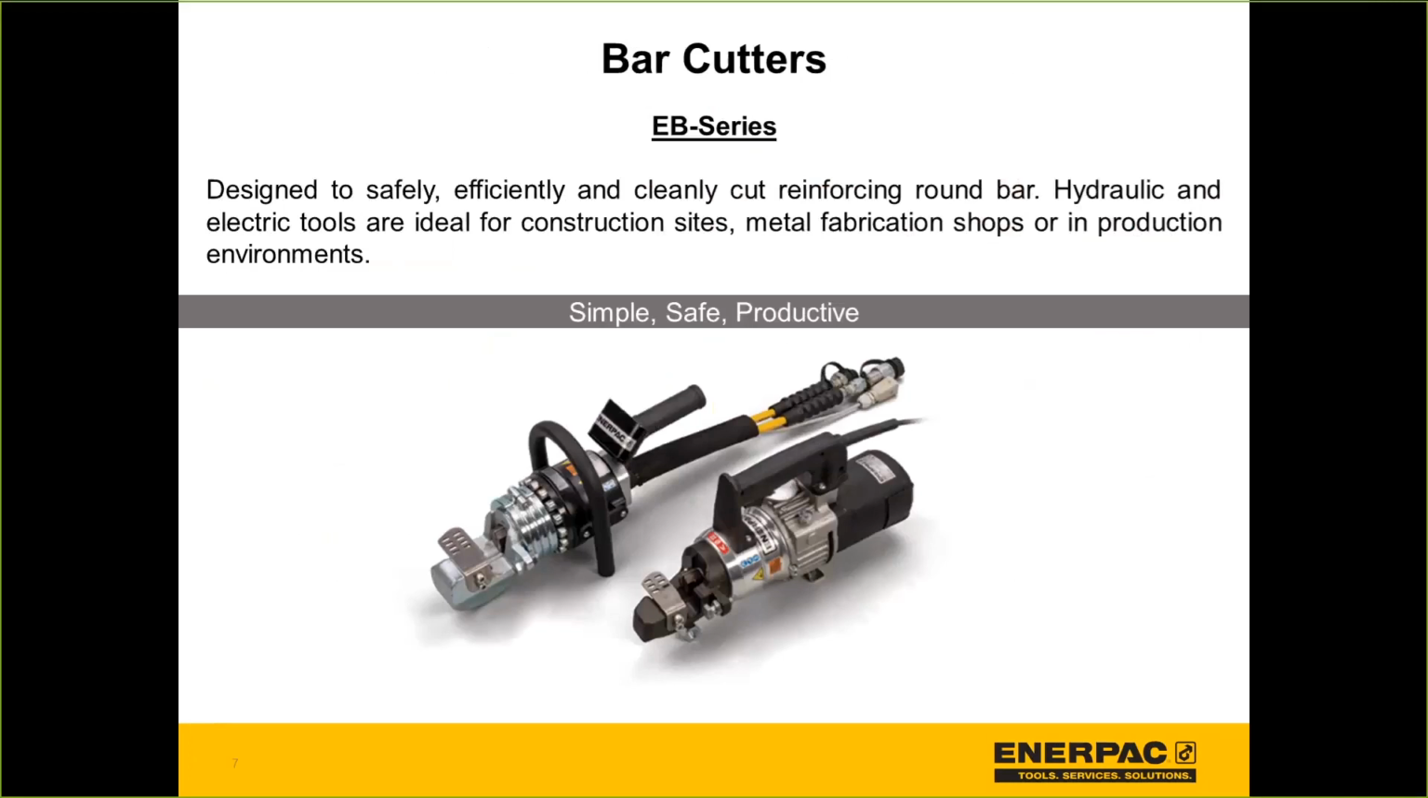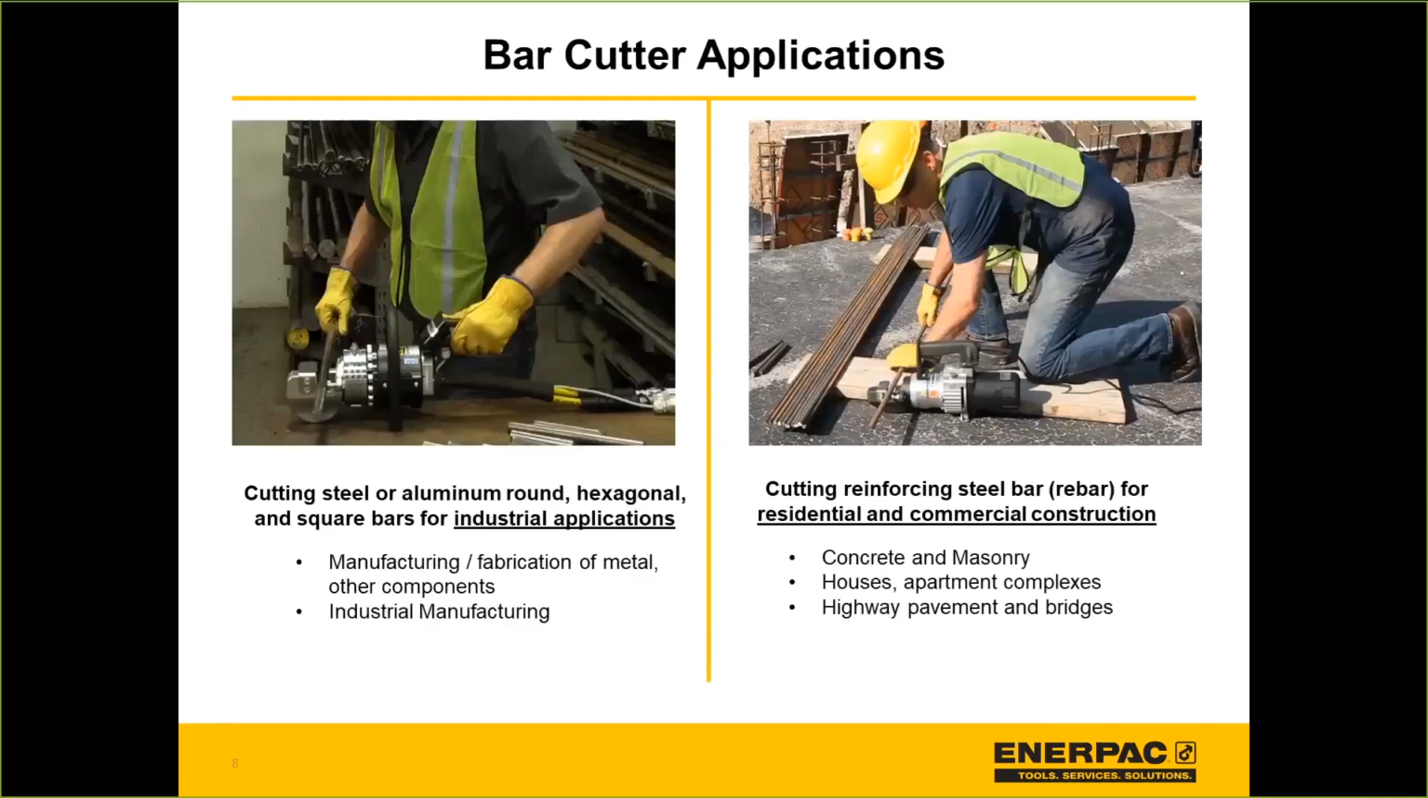Starting out with our bar cutters, we offer two different types. These are available in both the self-contained electric tools as well as the hydraulic tools. With the bar cutter, as you can see in the pictures, it's very simple to use. The user simply takes the bar, in many cases rebar, places it in the head of the tool, adjusts a little holding bolt, pulls the trigger, and the bar is cut. So where are these used and why do we show them first?